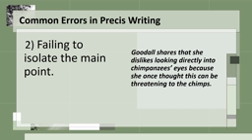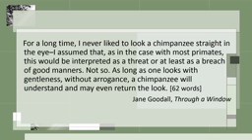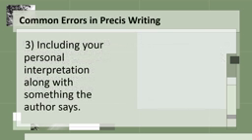So in your précis, you stopped at the first sentence. Okay? How about the more important idea? The more important idea, which is stated in the last sentence, is "as long as one looks with gentleness." That part wasn't captured in the preceding précis. Number 3, including your personal interpretation along with something the author says.